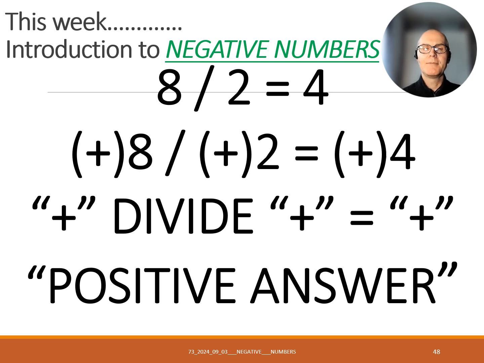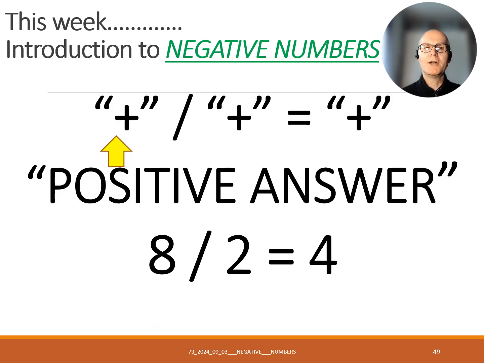Let's now look at division. Positive 8 divided by positive 2 equals 4. A positive number divided by a positive number gives a positive answer. Positive 8 divided by positive 2 equals positive 4. Any positive number divided by any other positive number equals a positive answer. In this case, 8 divided by 2 equals 4.